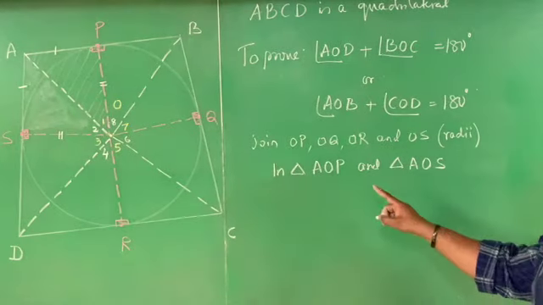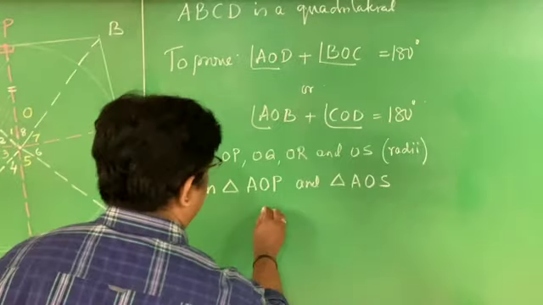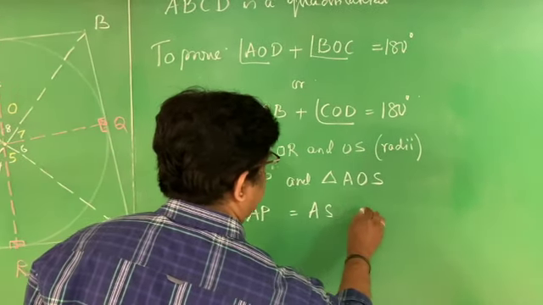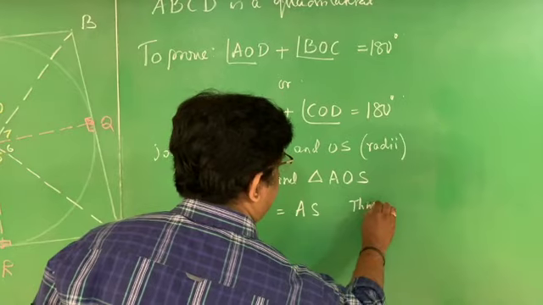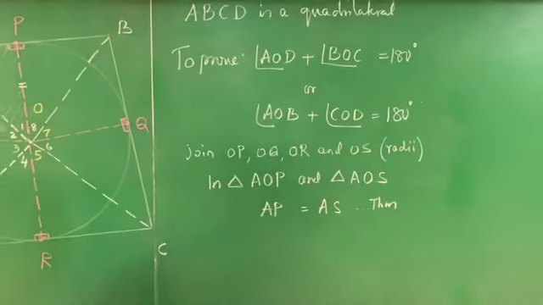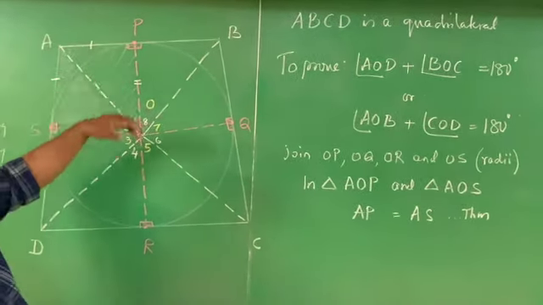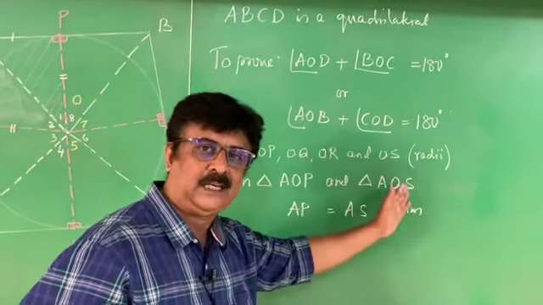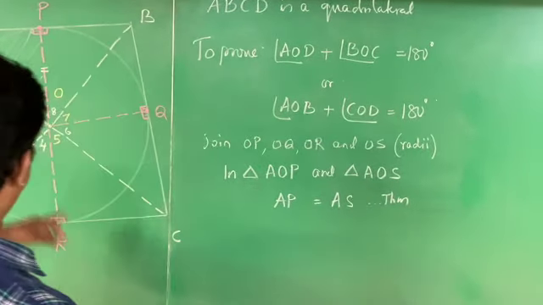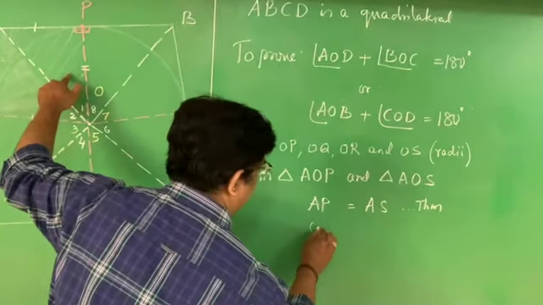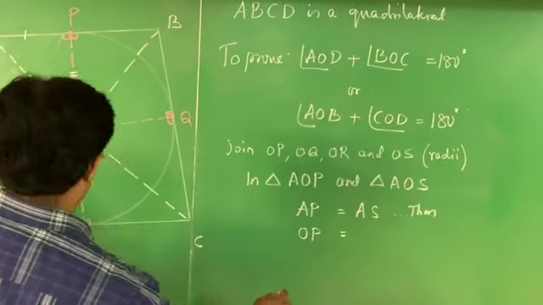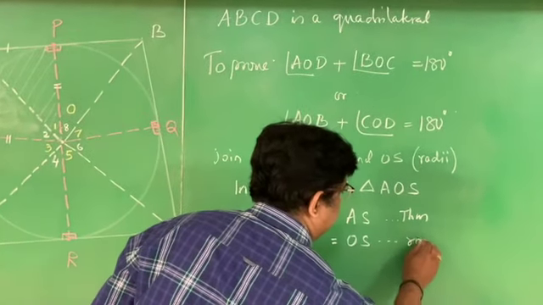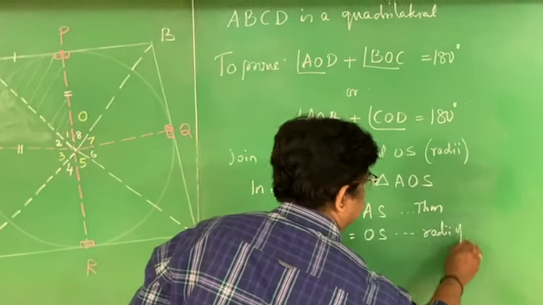In triangle AOP and AOS, the side AP is equal to side AS. This is because of the theorem of tangents. Tangents drawn to a circle from an external point are equal. If you have more patience, you can write lengths of the tangents drawn to a circle from an external point are equal. The next is OP is equal to OS, radii of the same circle.